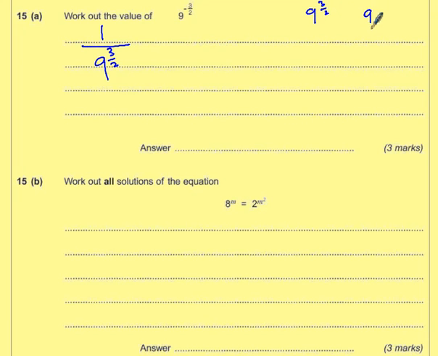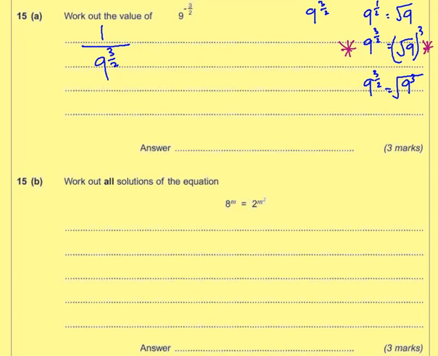Well, I know that 9 to the power a half is the square root of 9. So I can rewrite 9 raised to the power 3 over 2 as the square root of 9 cubed. Now I could similarly have written it as 9 cubed, and then I could have taken the square root of that. However, I would have had to work out 9 times 9 times 9, which is a very large number, so it's easier to use this way of writing it.